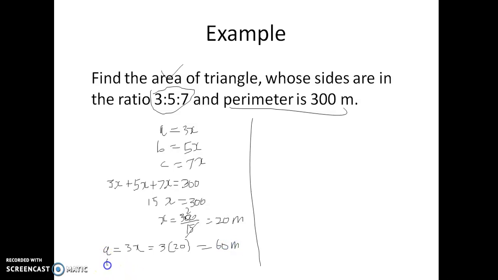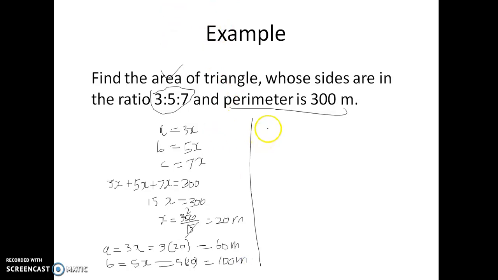Okay. And next B equals 5x. So 5 into 20, how much? 5 into 20 is 100. Okay. So 100 meters. And what about the third side?